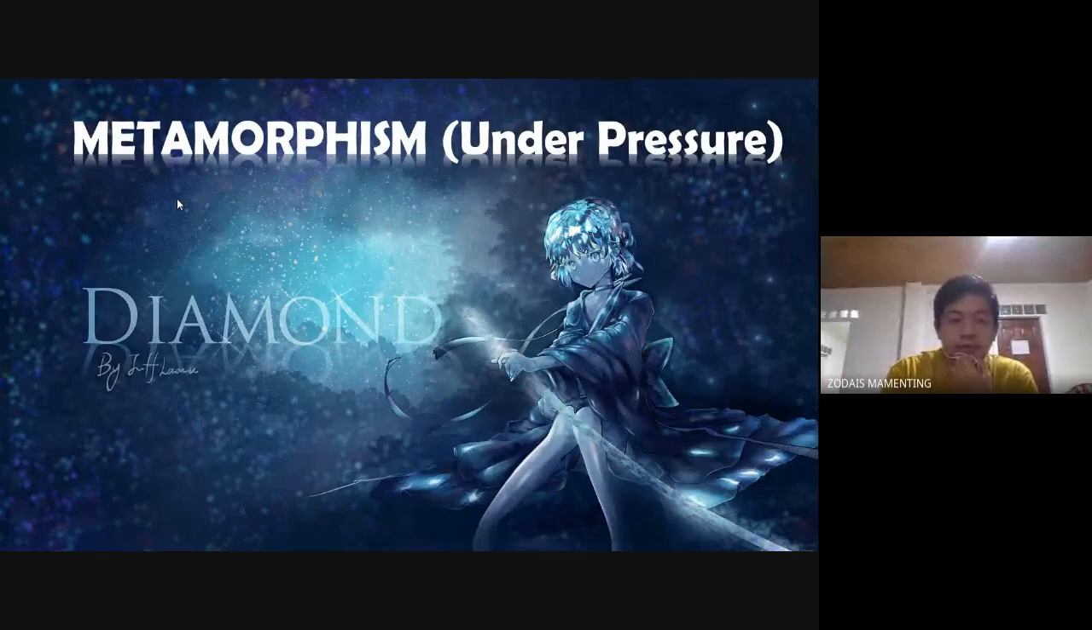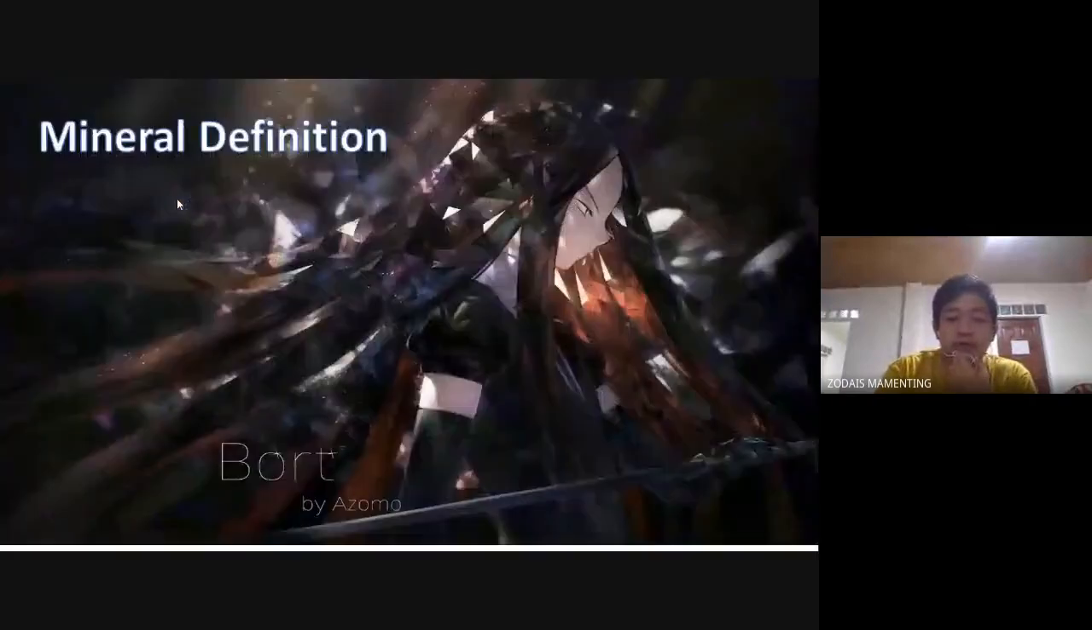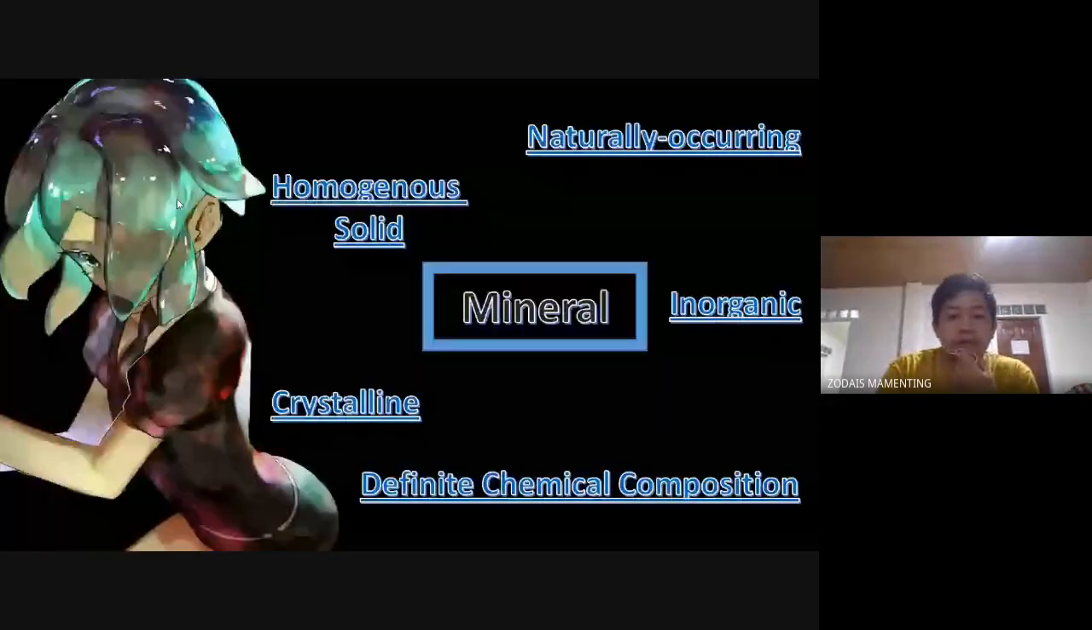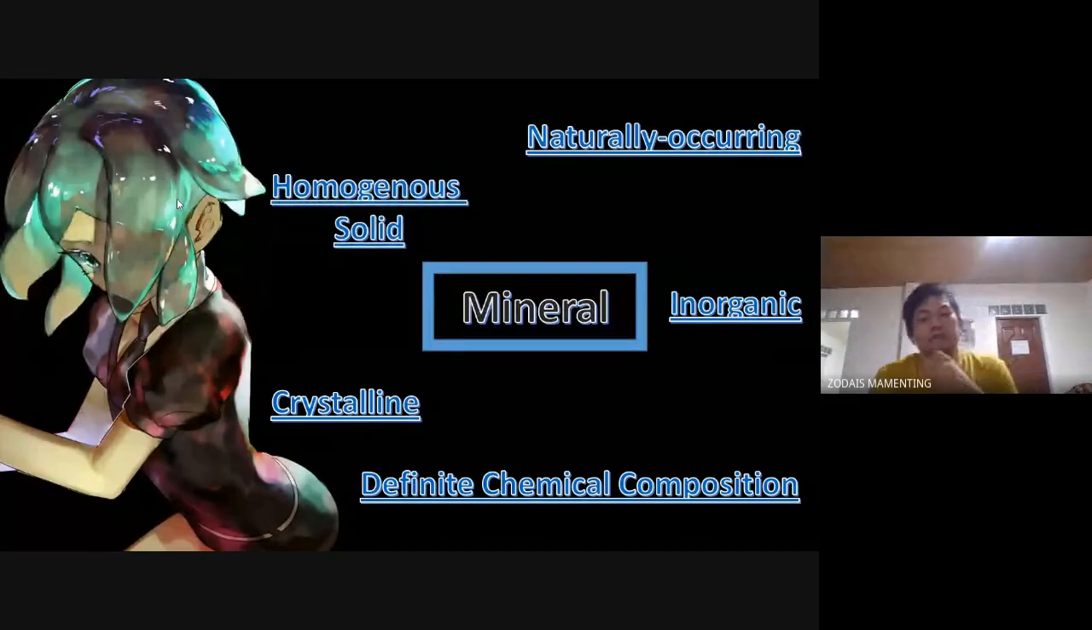So next is the mineral definition. How can we define minerals? First, it must be naturally occurring. Second, it is inorganic. Third, it must be crystalline and must have a definite chemical composition, and it must be a homogeneous solid.